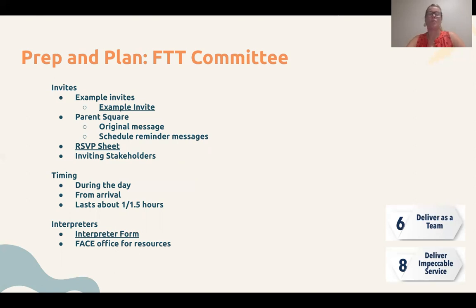The timing, we did RSVP lists. Originally it was for COVID, but it ended up actually being a benefit because we collected data about students whose family came and students whose family didn't come.